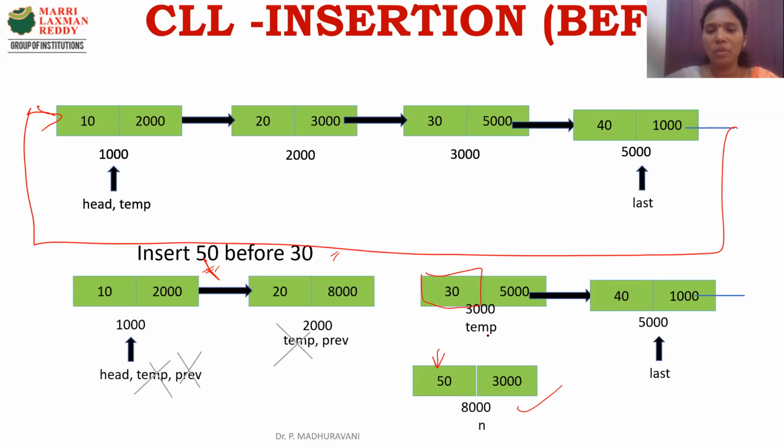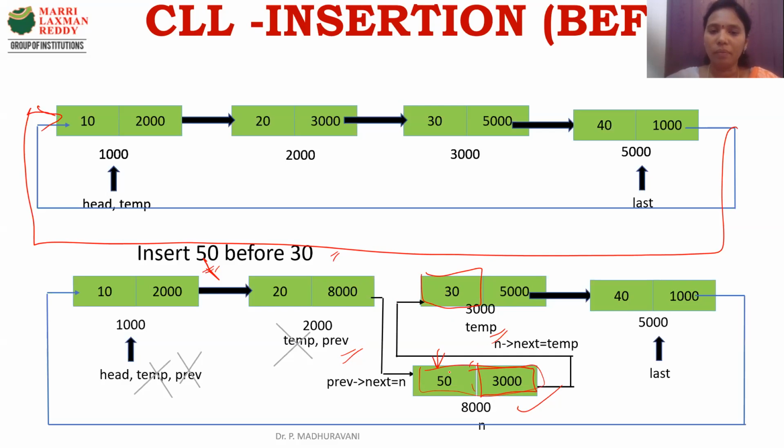Now make a search to locate the element 30. Now this node becomes temp. Whenever we are moving temp to the next nodes, you need to store the information of temp into another pointer, that is previous. Now this node is previous, whereas this node is temp, and this is the newly created node. Now give links between these three, as n next field stores the address of temp, like n arrow next equal to temp. Similarly, for the right pointer, previous arrow next equal to n. The previous arrow next is storing the address of n.